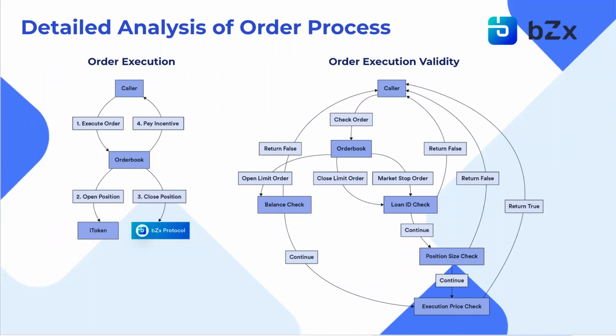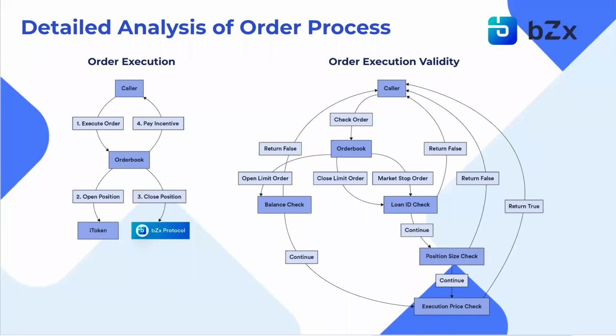This uses the position size on the trade and the order data. So if the close order itself is larger than the position, it'll return false. But if it's less than or equal to the position size, it'll continue and do an execution price check.